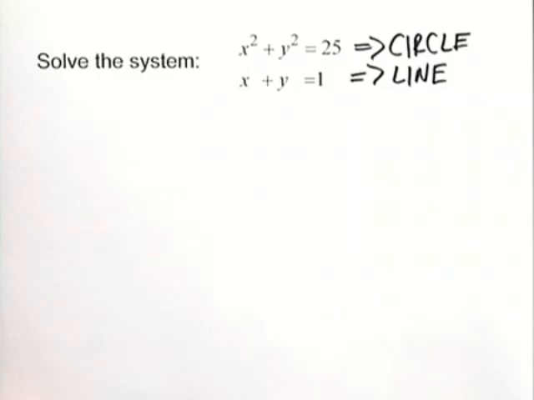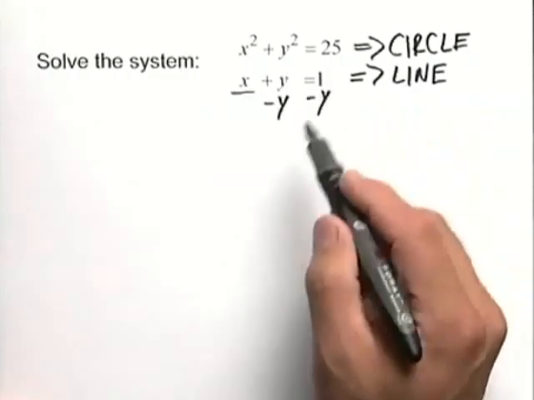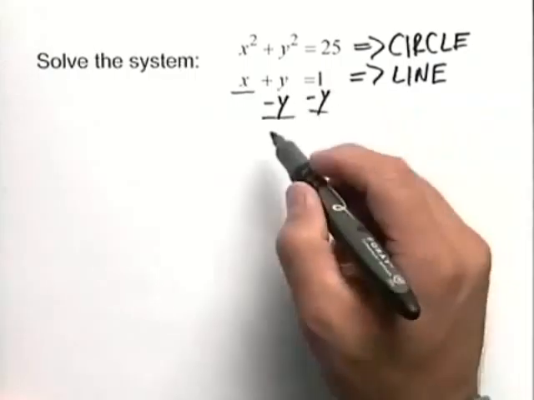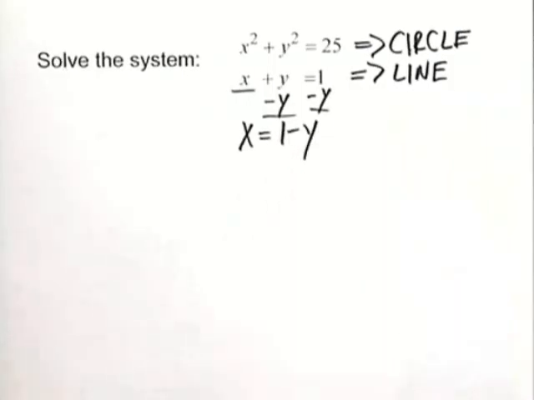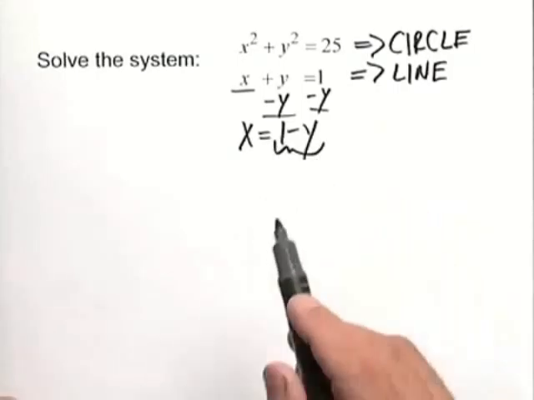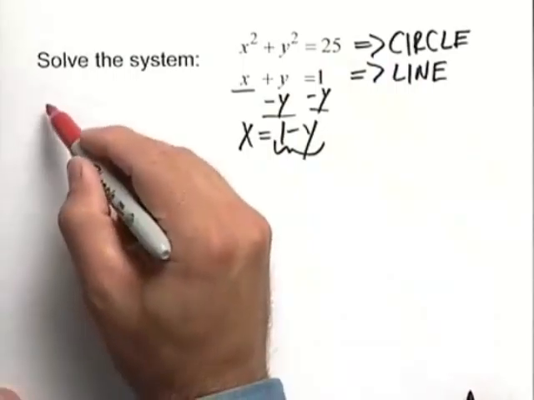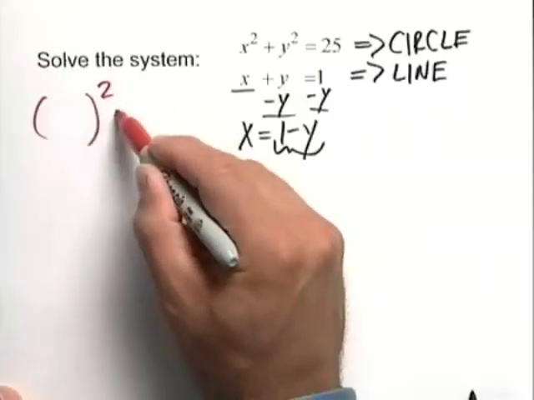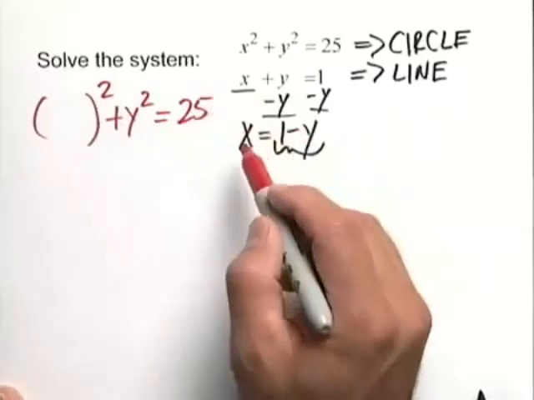A good way to solve this is by substitution. Let's solve for x in the second equation. Do that by subtracting y from both sides. And from this we get x is equal to 1 minus y. Now what we'll do is take this expression 1 minus y and substitute that in for x into the first equation. So if you look at our first equation here, it looks something like the following. x quantity squared plus y squared is equal to 25.